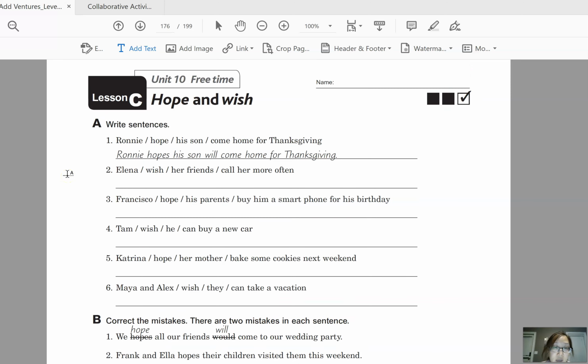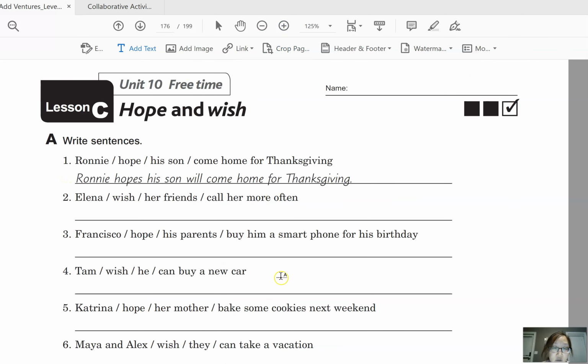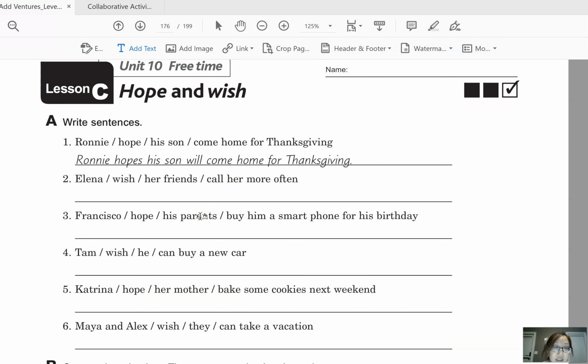So let's do exercise A, write sentences. Okay, so you can see a bunch of words and phrases. So use the phrases and words to make a sentence. For example, Ronnie hopes his son will come home for Thanksgiving. Okay, and again, you can also say Ronnie hopes his son comes home for Thanksgiving. All right, so go ahead and pause the video and complete these sentences.